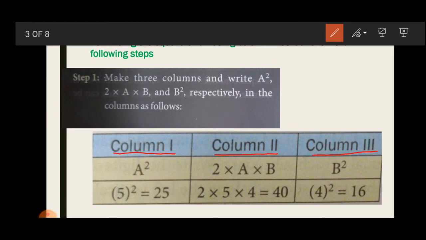Write A square in column 1, 2 into A into B in column 2 and B square in column 3. We know A is equal to 5 and B is equal to 4, as we have to find the square of 54. So A square is equal to 5 square, which is 25. 2 into A into B is 2 into 5 into 4, which is equal to 40. B square in column 3 is 4 square, which is equal to 16.